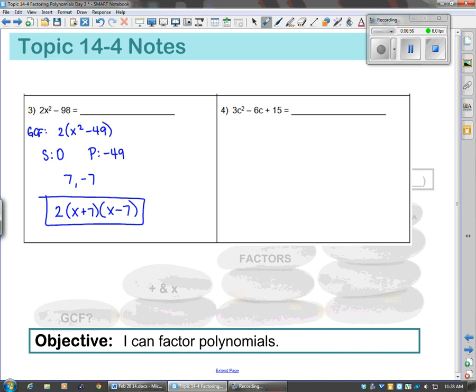If this feels like it's going a little too fast, you can ask the substitute very respectfully to pause the video and have a little bit of conversation with a friend if needed about the math.